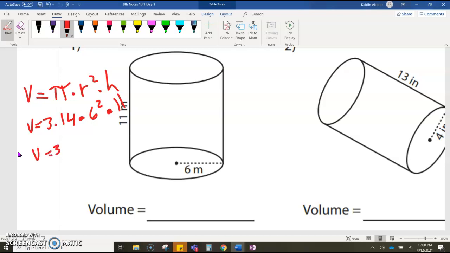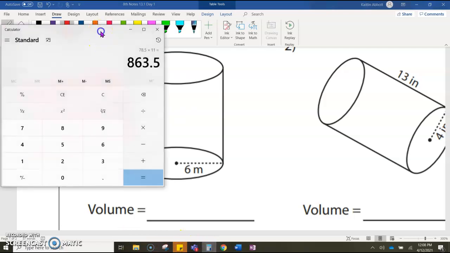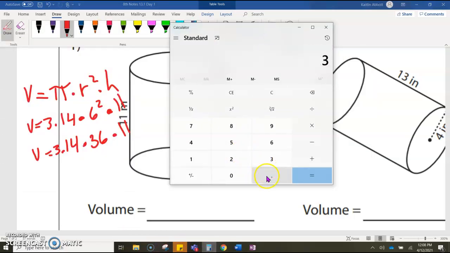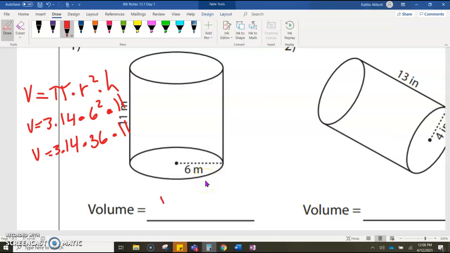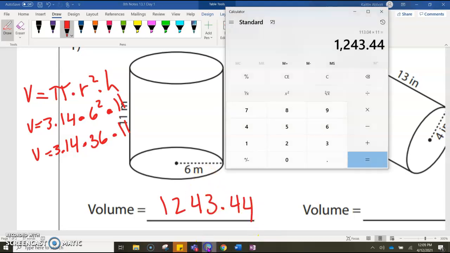V equals 3.14 times 6 times 6. Good job, 36 times 11. Okay, get that handy dandy calculator. 3.14 times 36 times 11, done. 1,243, I think it was a 0.44. And we're done. That's it.